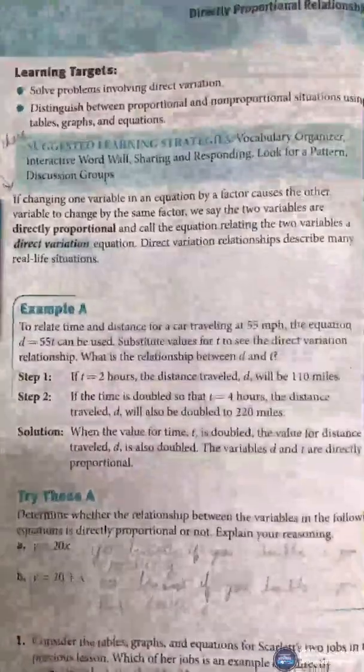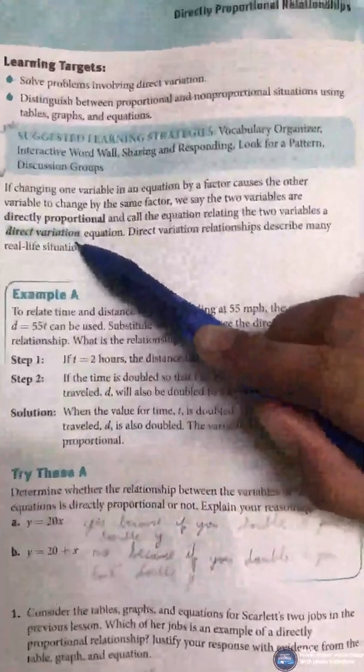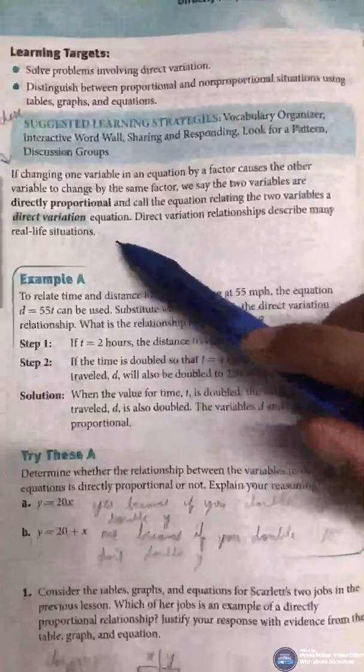So, let's read this first, and then we'll read the math term, and then we'll continue. If changing one variable in the equation by a factor causes the other variable to change by the same factor, we can say that two variables are directly proportional, and this is highlighted in bold because this is a word you need to know. And call the equation relating the two variables a direct variation. You also need to know this word because it's pretty important. Direct variation equation. Direct variation relationships describe many real-life situations.